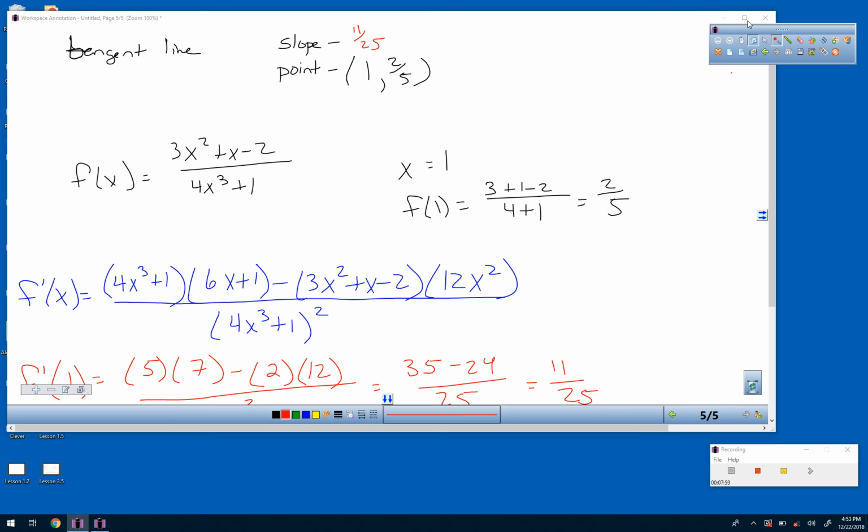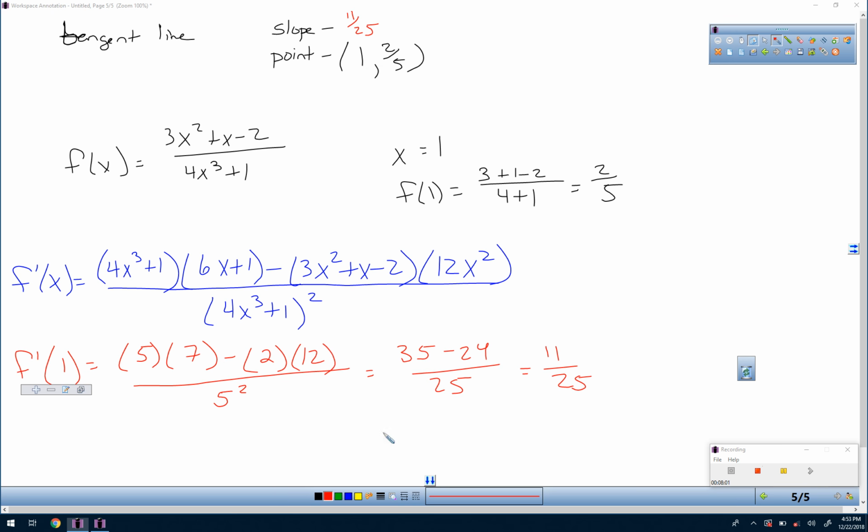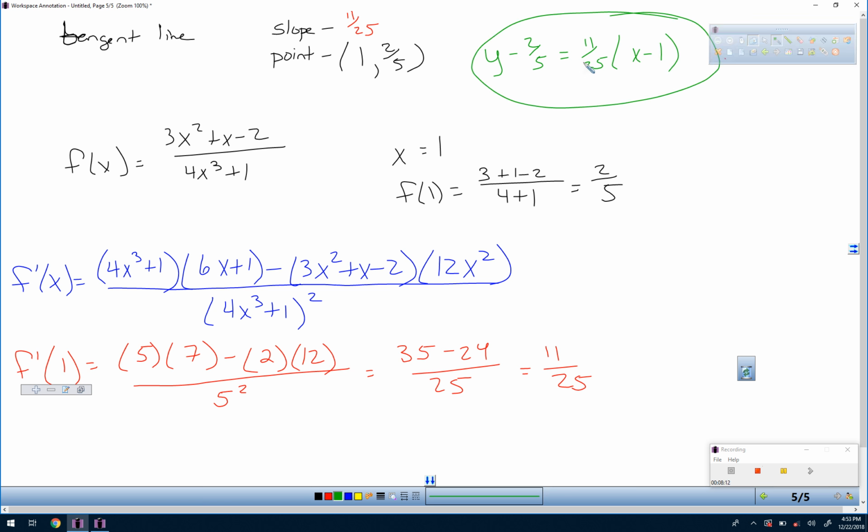And let me write this here again. There we go, 11 over 25. So now I can write my equation of the tangent line. It would simply be y minus 2/5 equals 11 over 25 times x minus 1. And that would be the equation of my tangent line for this function at the point x equal to 1, y equal to 2/5.